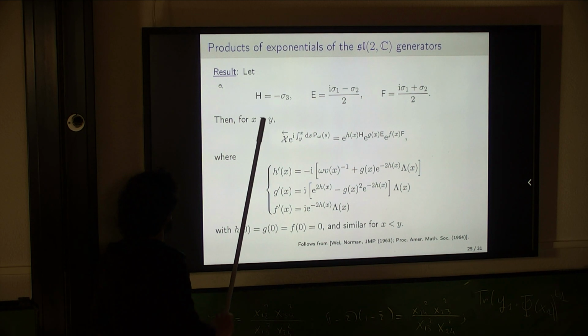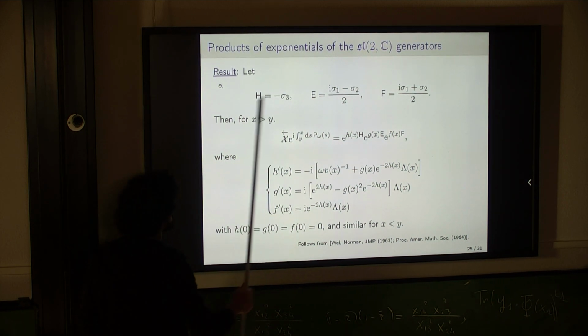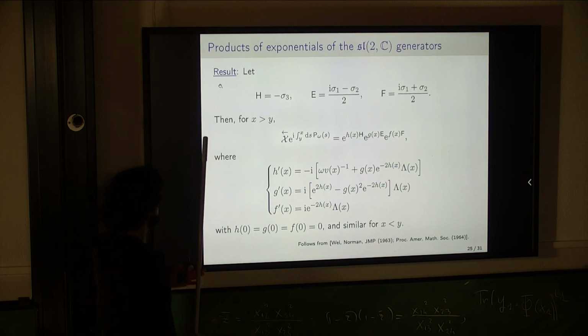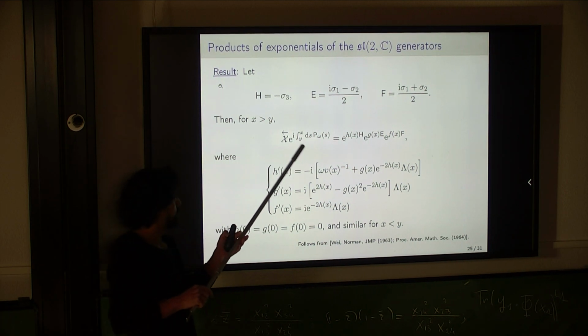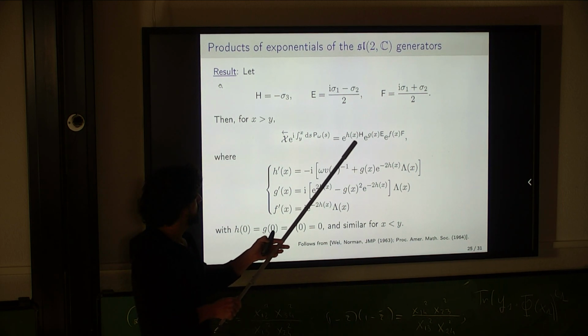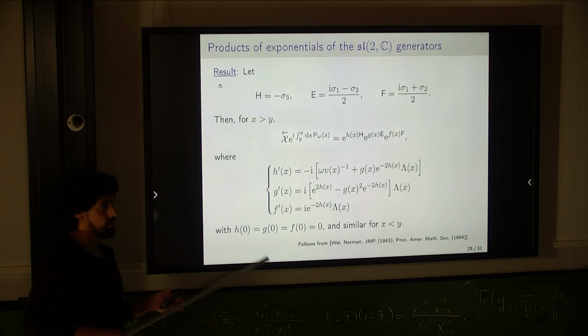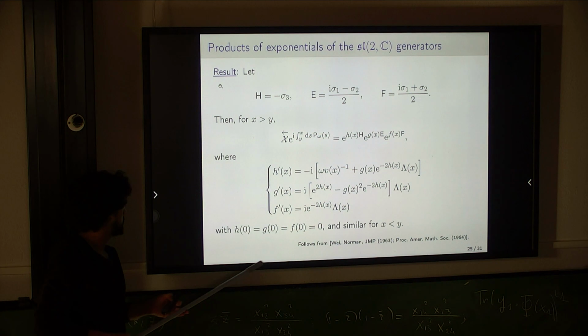The first thing I will just mention is that you can generate the algebra by sigma 3, sigma 1, and sigma 2, so you can also pick this linear combination. If you do that, then you can write, say, for the solution for x larger than y, the path ordered exponential as a product of exponentials of each generator separately with some coefficients, and the coefficients you can show satisfy some coupled ODEs.